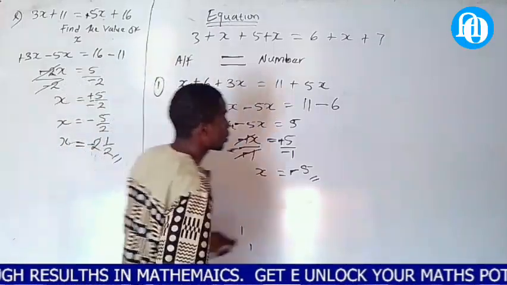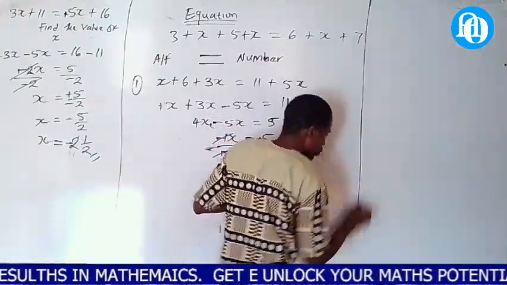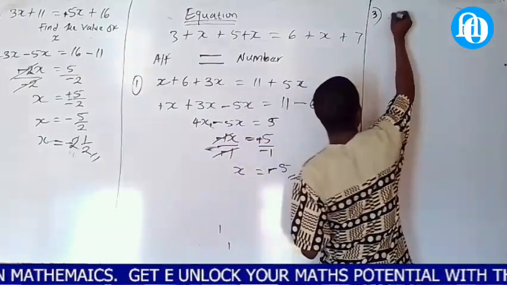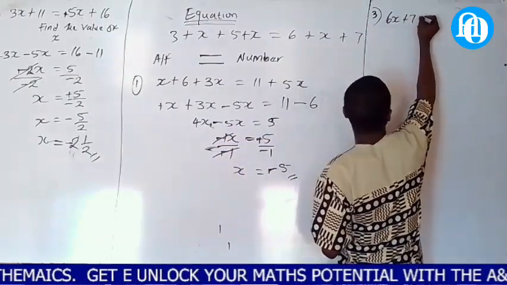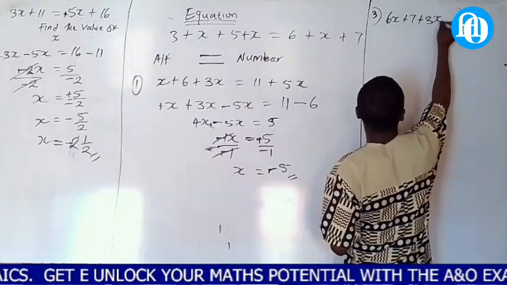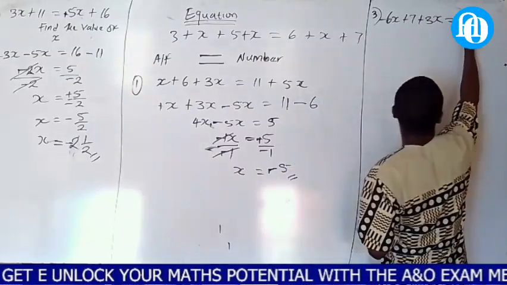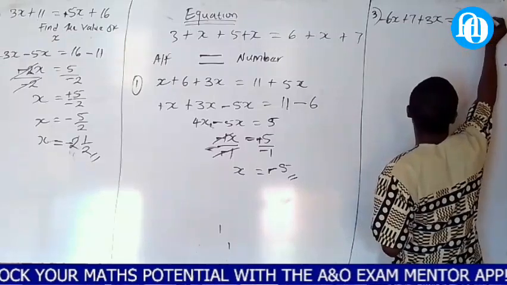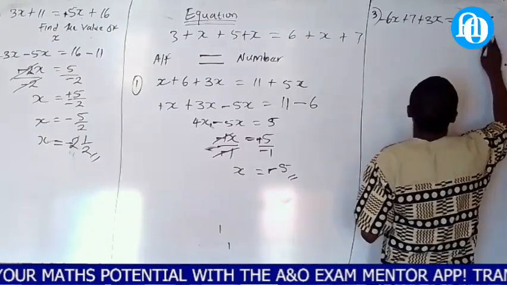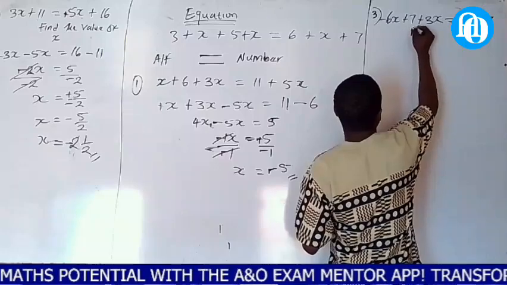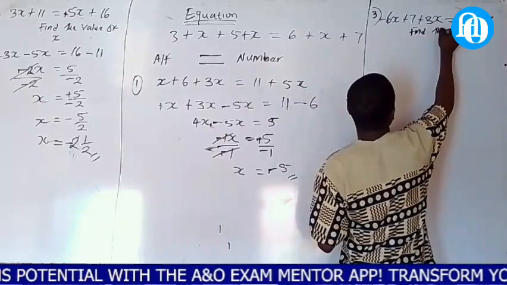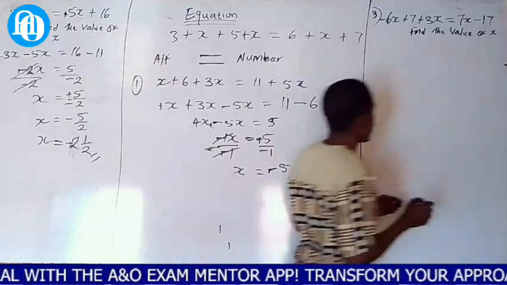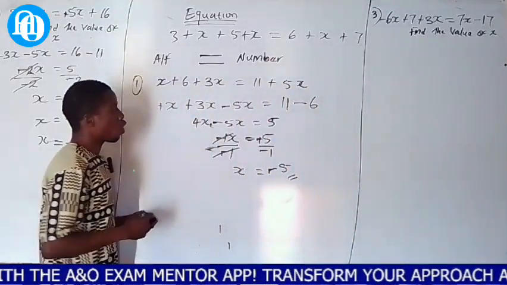Another question on it. Let me write it here. Now, number 3, example. It's very simple. When we have 6x plus 7 plus 3x, let me put minus, equal to minus 17. Find the value of x. How can we do this? Find the value of x.